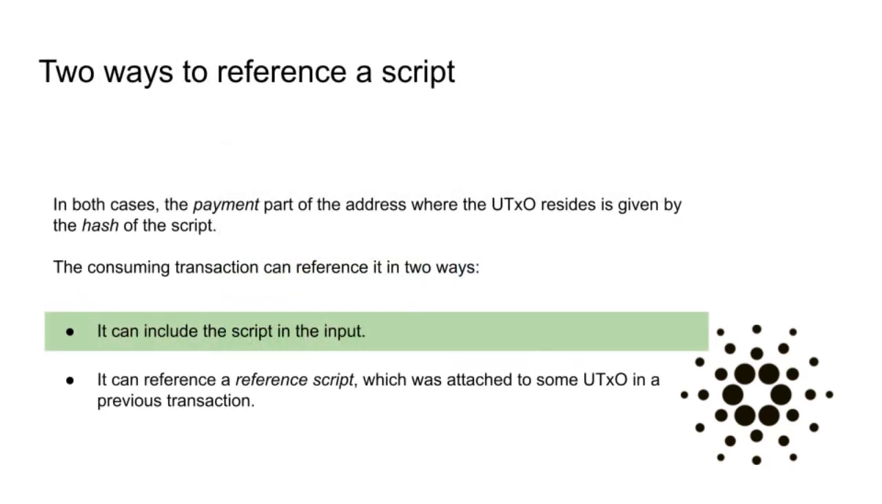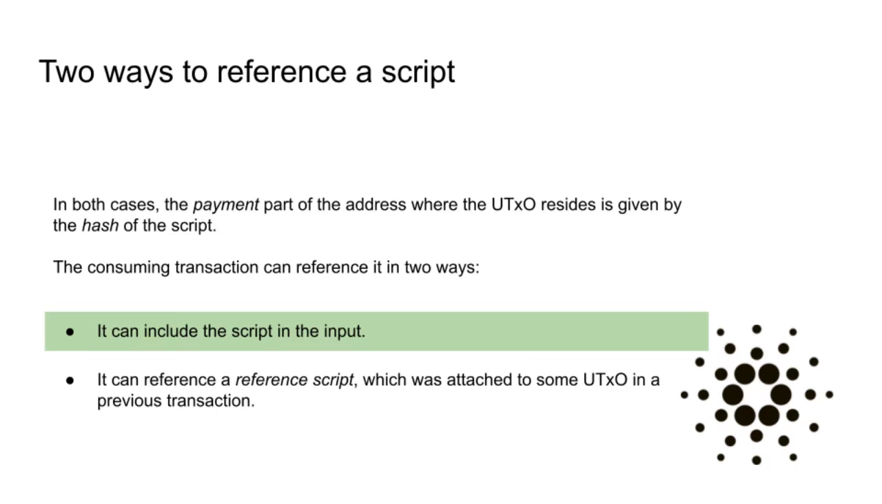So when a transaction wants to produce an output locked by a script, it will send that output to an address whose payment part is the hash of that script. However, if somebody wants to consume such an output, the Cardano node needs to validate. And in order to validate, it needs to know the actual script in order to execute and run it and see whether validation succeeds. And there are two ways for this to happen.